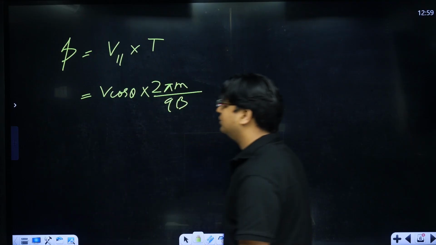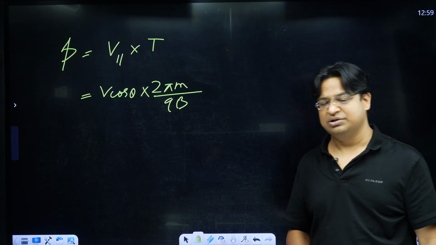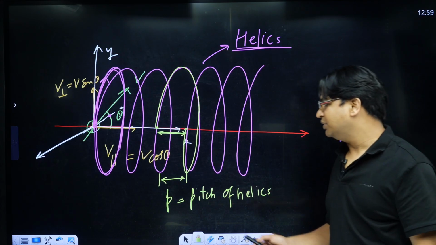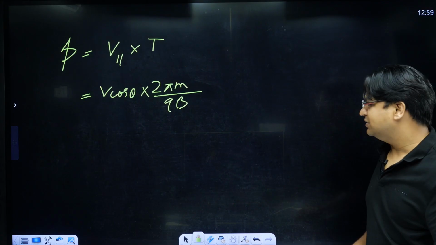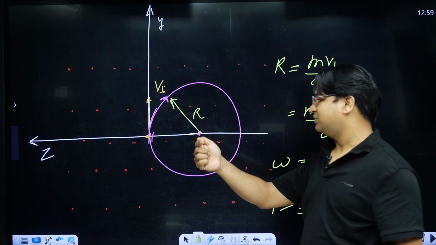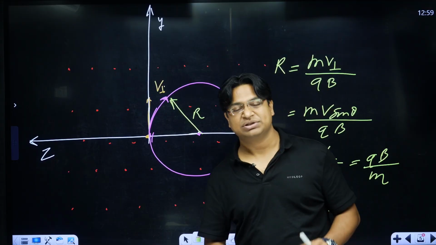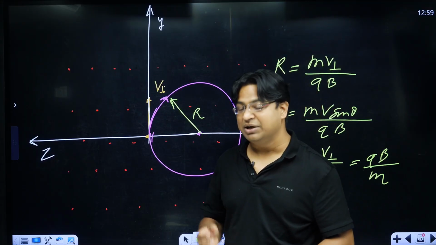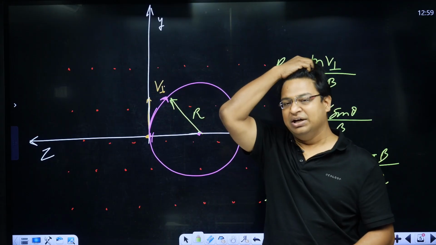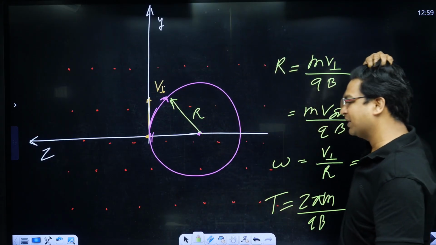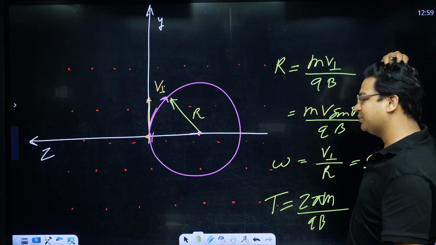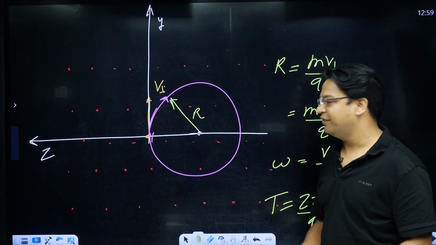So this will be equal to the pitch of the helix. Now there is one important thing to keep in mind, and that is the axis of the helix. The axis of the helix will coincide with the direction of the magnetic field. So keep that in mind. Alright guys, I hope this part is clear to everyone.